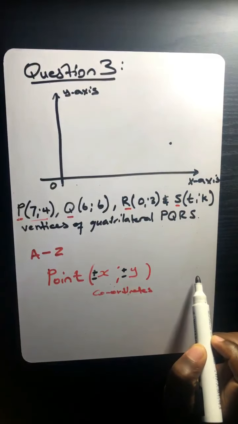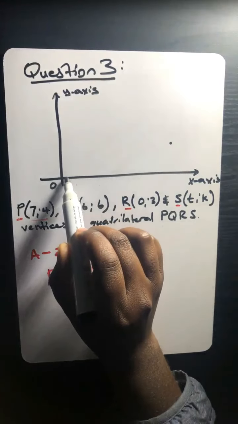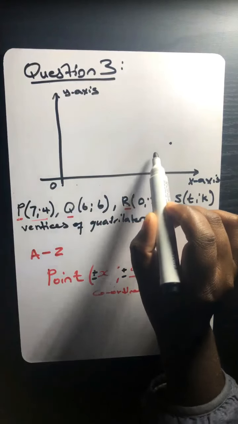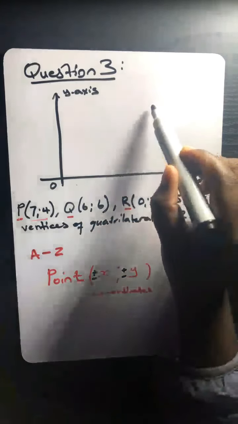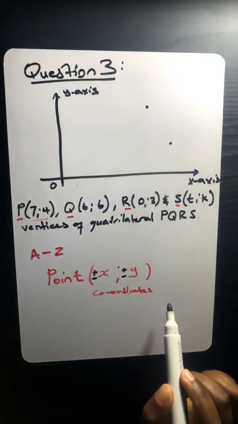This is just an estimation, guys. So point Q, they say it's 6. So you go 1, 2, 3, 4, 5, 6, just before 7. Then you go 6 up. 1, 2, 3, 4, 5, 6. Then we can just assume maybe that point to be there. This is just an estimation, guys.